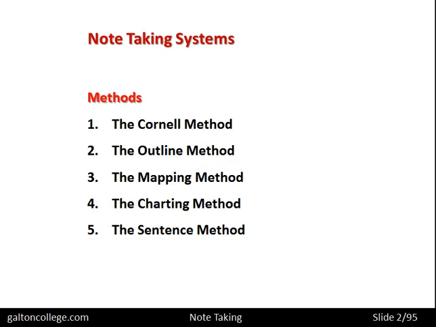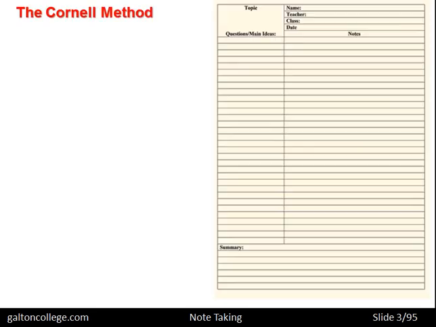There are 5 types of method that this class will look into. The Cornell Method, which is the first one, the outline, mapping, charting and sentence method. It's for you to decide which one is best for you. Have a look at each of them in turn and decide which technique you like best and be aware of its advantages and disadvantages and start using this as an effective tool for capturing information. So we'll start by looking at the Cornell method.